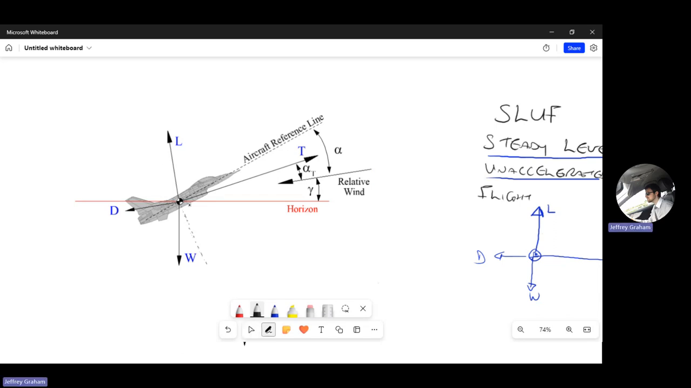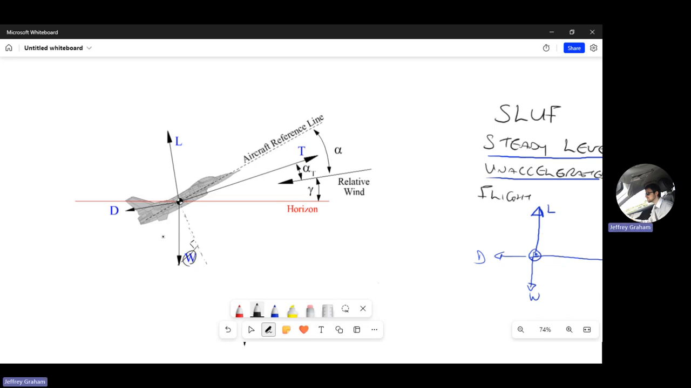Right, what we're going to do is find the relative component of the weight which is contributing to the lift or equal and opposite to the lift. So this bit, this length here, is going to be a representation of the lift. And you get a 90 degree triangle produced. Like that.